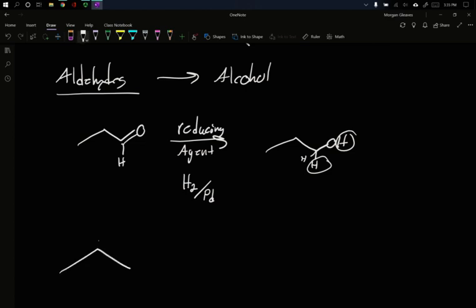Same with a ketone. If I have a ketone and I was to add H2 and palladium, I would get a secondary alcohol. One of those hydrogens would go on the carbon that had the double bond, and one of them would go on the oxygen that had the double bond. And so both of these can be undone and returned to alcohols using a reducing method, generally hydrogen with palladium.